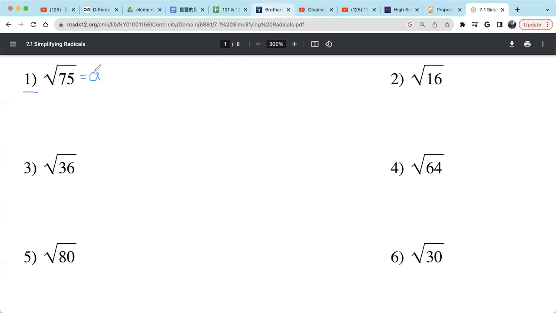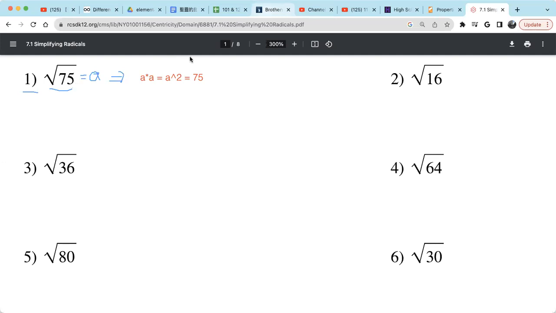We don't really know this number, square root of 75, so we just assign it to be A. And the meaning of this is A squared equals 75. Some number squared, or even better, A times A. A squared equals 75. So square root of 75 is a number which, when multiplied by itself, equals 75.